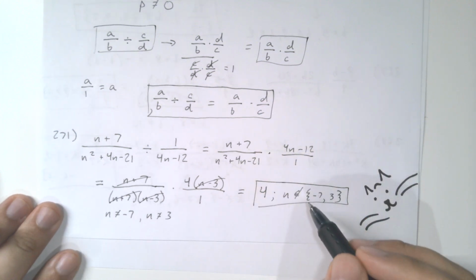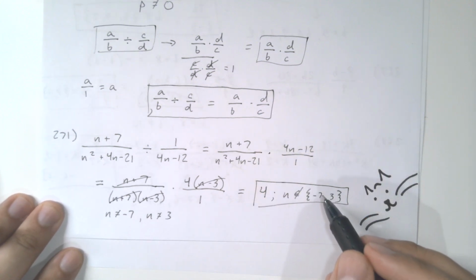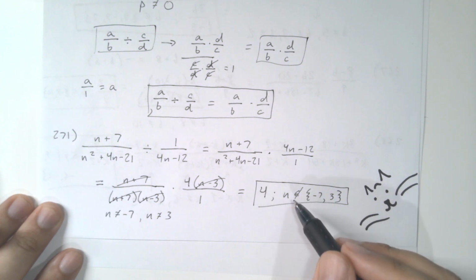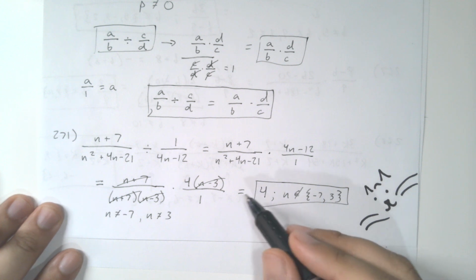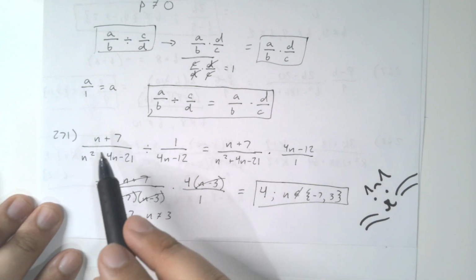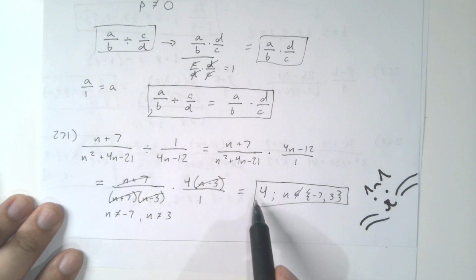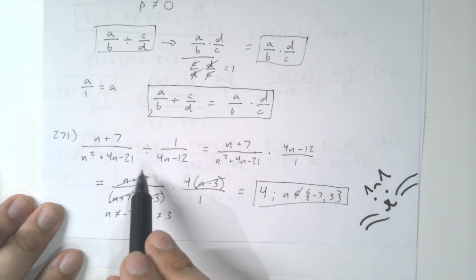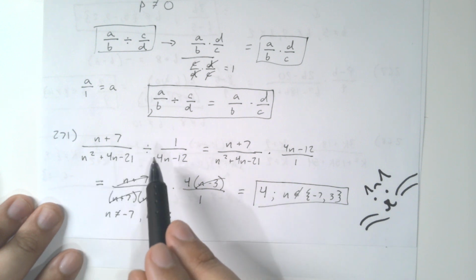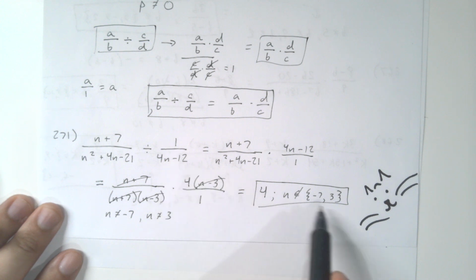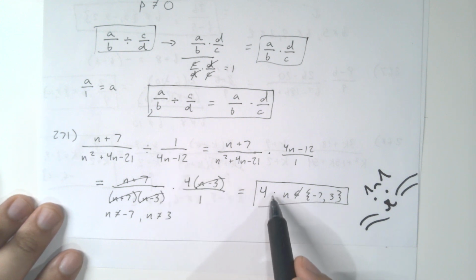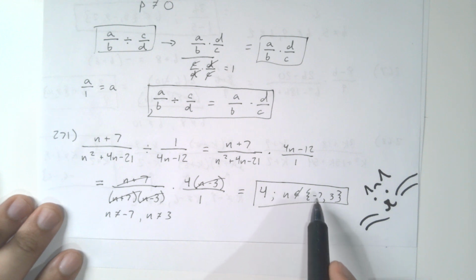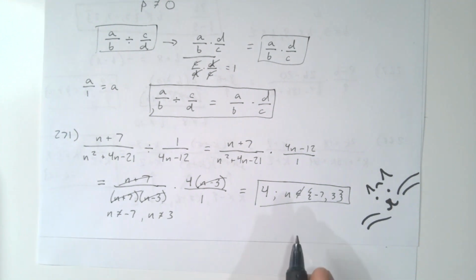Of course, that's not entirely necessary because, well, actually it is necessary. Because even though this is always 4, if we're saying that this is equal to this, we can't plug in negative 7 or 3 over here to make that equal to 4. So actually, yeah, we do have to say that despite there's no n to plug in over here, n still cannot be equal to negative 7 or 3. So this is our final answer.